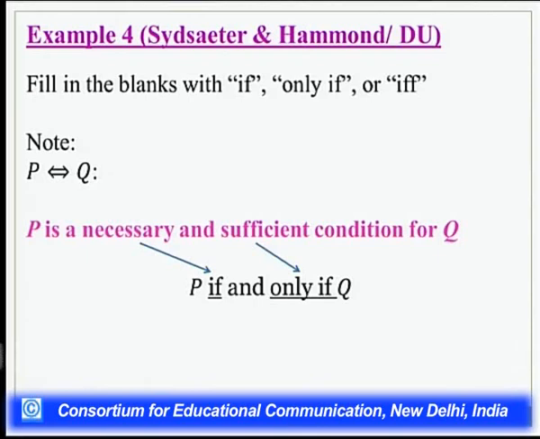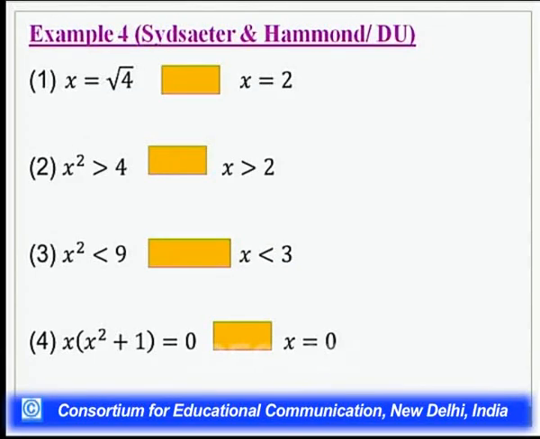And here, when P is a necessary condition for Q, remember for necessary we write if, so we'll write P if Q, and if P is a sufficient condition for Q, we'll write P only if Q. Right, so if we look at this example, in the first one we have the left side proposition as x equal to root 4, the square root of 4, and the right side proposition is x is equal to 2. So here you can see that these two would be equivalent, so we'll write if and only if.